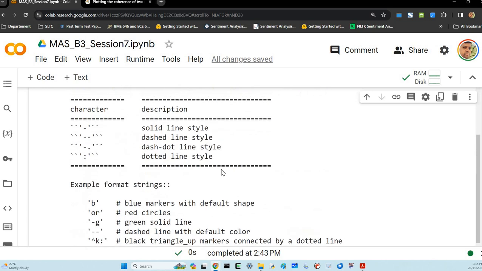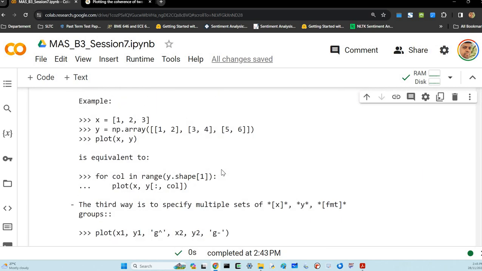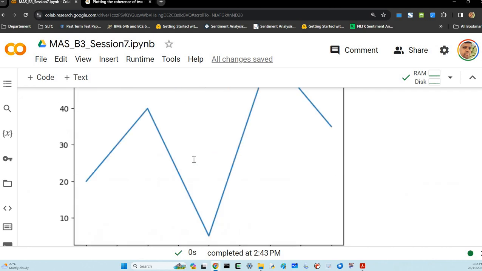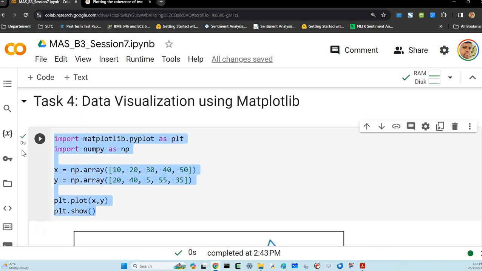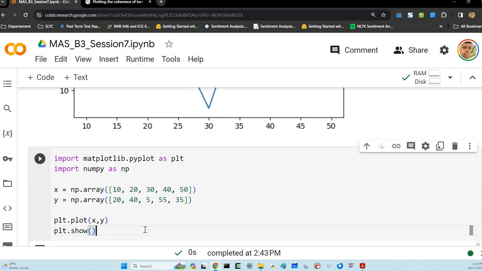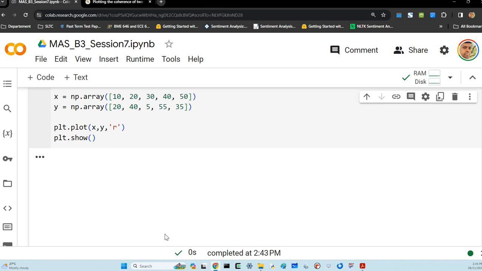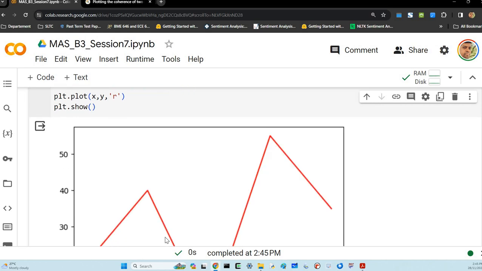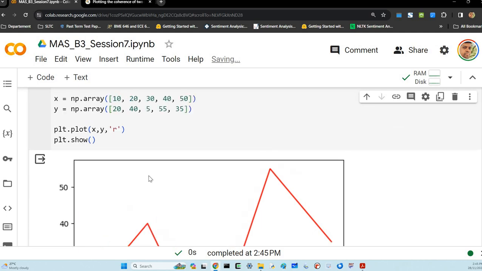Let's change some and try to understand the code. So I'm going to copy paste the same code. I'm going to keep the code as it is, but let me change a bit. Right? Now this plot command, as a string, we can give the change. Now for example, let's say I want to change the color blue to red. I just put R, and if you rerun, you see my color is red, right?